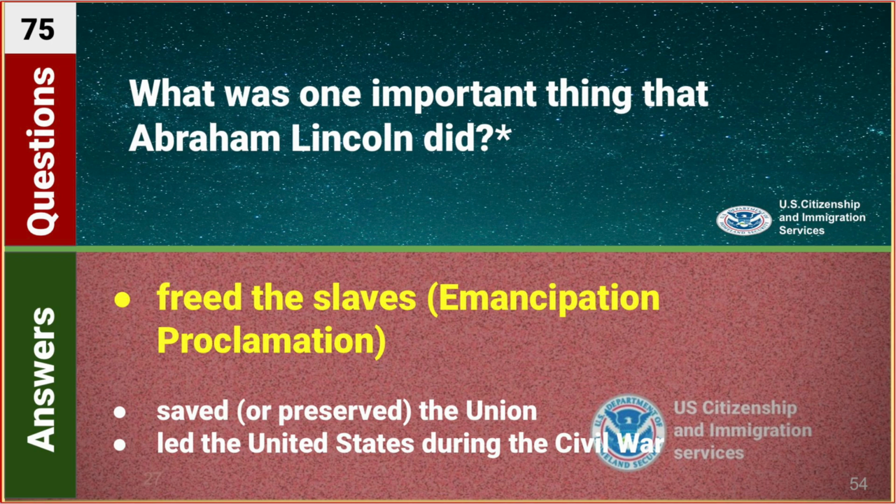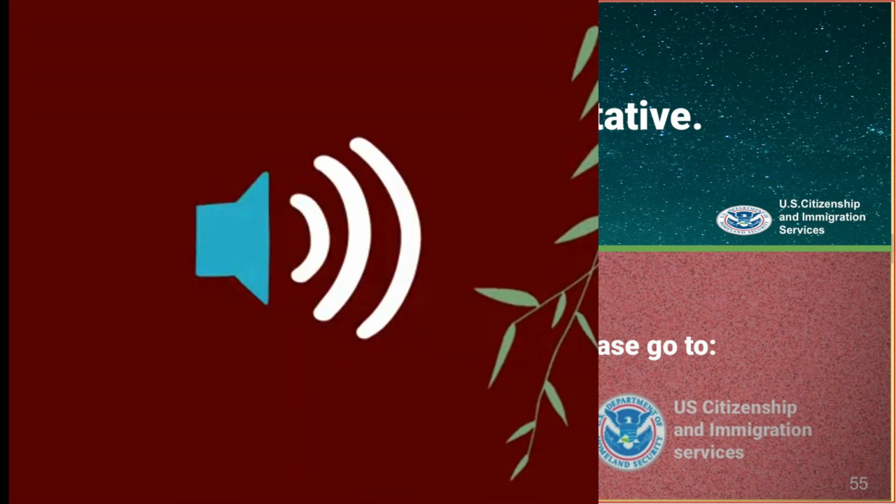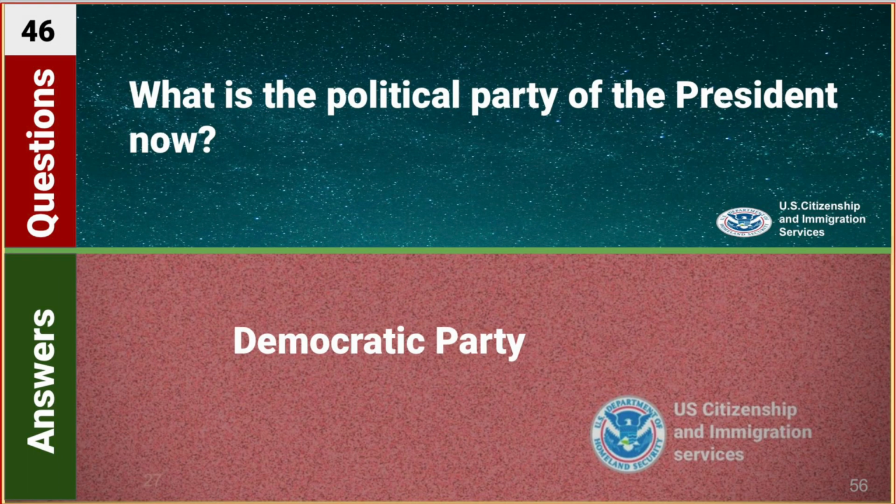What was one important thing that Abraham Lincoln did? Freed the slaves. Emancipation Proclamation. Name your U.S. representative. Answers will vary. What is the political party of the president now? Democratic Party.